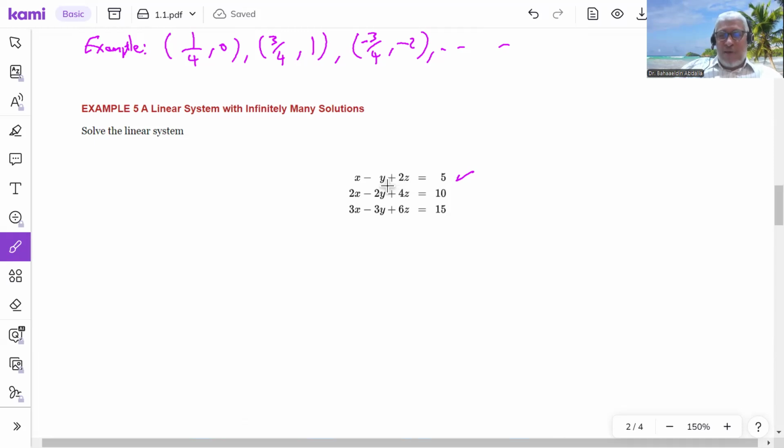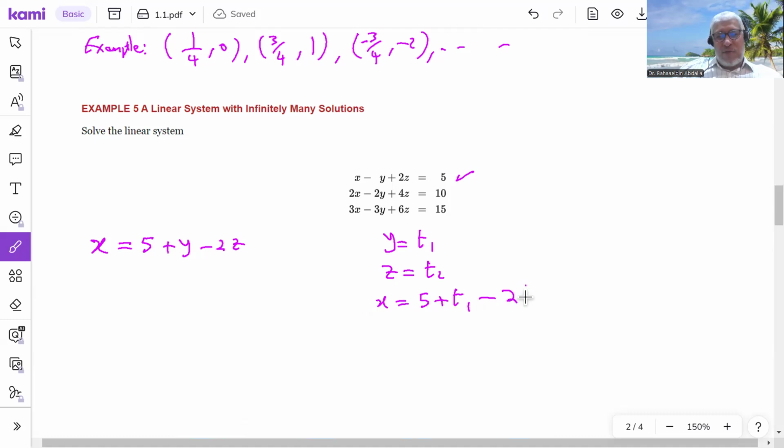How to write the answer? We will always follow this method, and we will solve the first equation for one of the variables, usually the first one, x, for example, and x would be equal to 5. If you take y to the other side, it will be plus y and -2z. And then y and z are free variables. So we can call y t1, for example, and z t2, and then x would be equal to 5 plus t1 minus 2t2, where t1 and t2 are any real numbers.